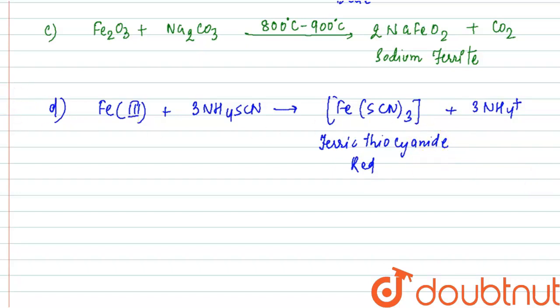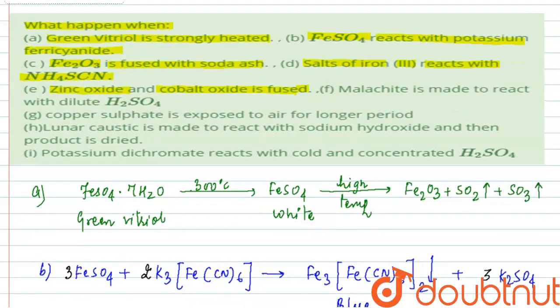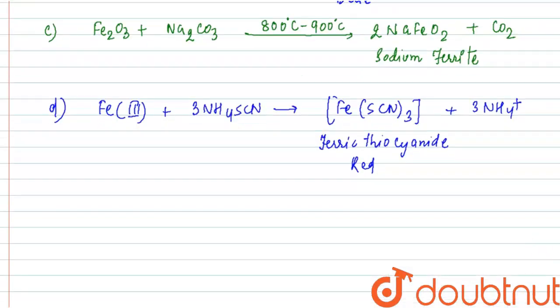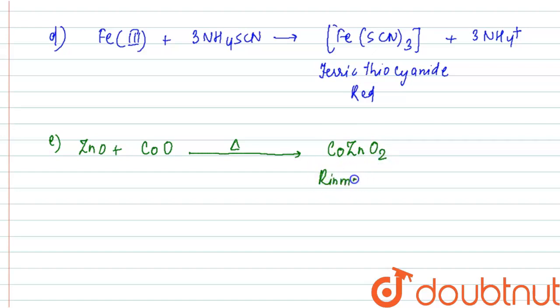Now moving on to the next one in the list: zinc oxide is made to react with cobalt oxide and both of them are fused together. This is a very famous one. When zinc oxide reacts with cobalt oxide and they are fused together, which means they are heated up, we get CoZnO2, that is cobalt, zinc and oxygen. This is nothing but Rinmann's green.